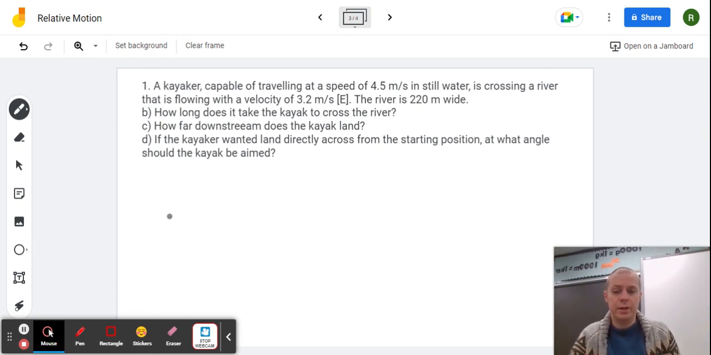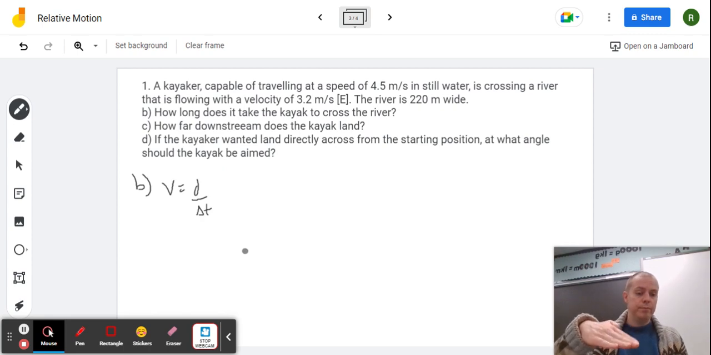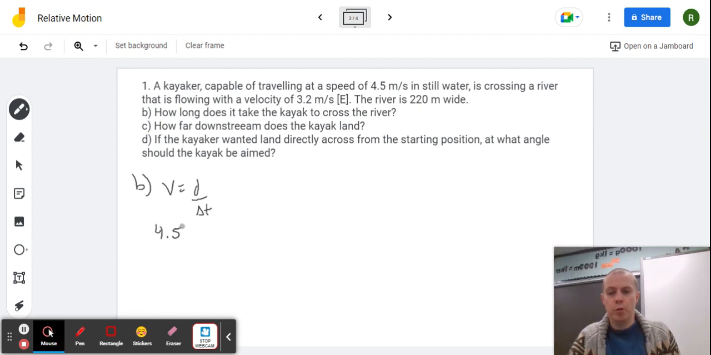So how long does it take the kayak to cross the river? Well, that's just going to be V equals D over T. How long does it take in still water versus if it's being pushed? So that's going to be 4.5, the speed of the boat with respect to the water, that's straight across, and then the distance that's straight across, so 220 over time. We calculate that and we get 48.8889, or just 49 seconds.